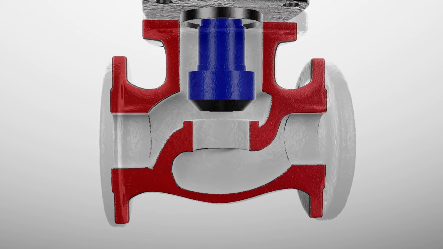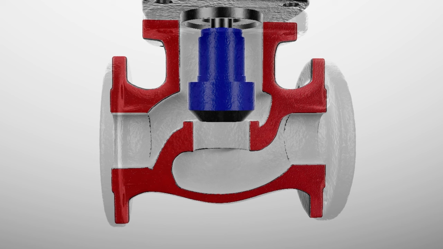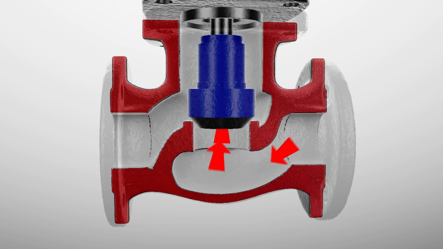As an operator turns the handle counterclockwise, the stem lowers. The plug allows for less and less flow through the opening in the valve body. This intermediate position, called throttling, allows for some flow, but not as much. Flow can be regulated in this manner by lowering or raising as desired. As the valve closes completely, the flow is stopped.